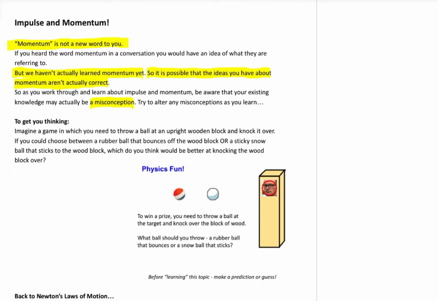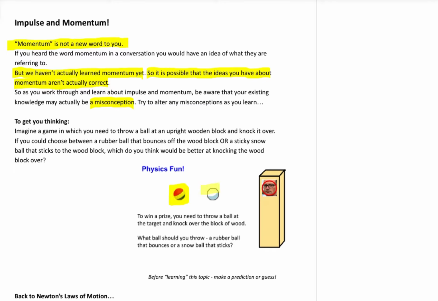To get you thinking about this topic, imagine this little game. Imagine we're at some sort of carnival or fair, and if you throw a ball at a wooden block and the block falls over, you hit the block with the ball and the block falls over, then you win a prize. When we do the physics on this, what do you think would be a better option? If you're going to throw a ball that when it hit the block bounced off, would that be more likely to knock it over?